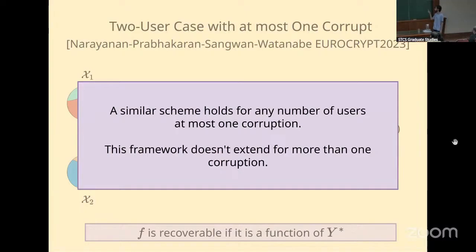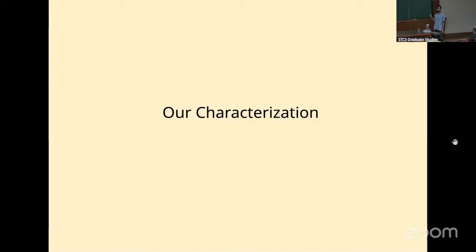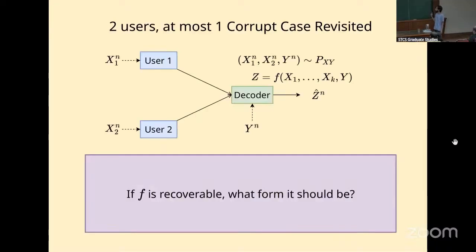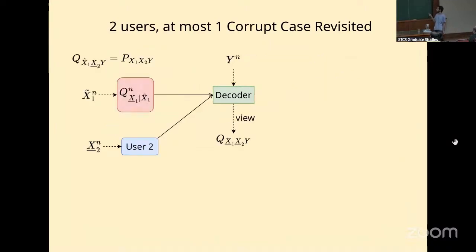This is something that we have, but unfortunately, it doesn't extend to more than one corruption. So now I'll get into our characterization. We asked the simple question: if f is recoverable, what form should it have? To see this form, let us look at a particular setup where user 1 is corrupt and user 2 is honest.